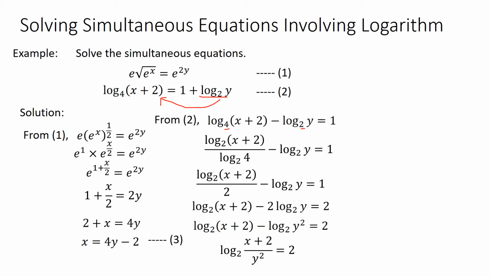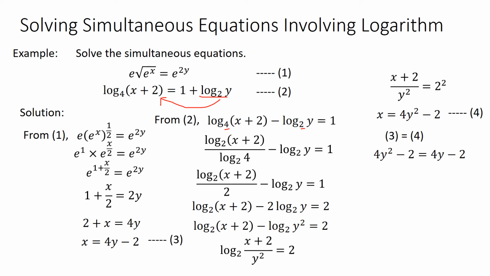Then we can apply the quotient law. It will be log 2 of (x + 2) over y squared equals 2. Now we apply the anti-log law. It should become (x + 2) over y squared equals 2 squared. Hence, x equals 4y squared minus 2, and this is the fourth equation. We can equate the third and the fourth equation together. It will become 4y squared minus 2 equals 4y minus 2.